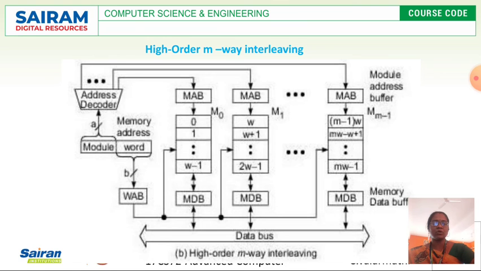It is given to the WAB. WAB is nothing but word address buffer. So from the word address buffer, it gets connected with every module in the main memory. After that, the corresponding word address and main memory module address is located and addressed. The data stored in that memory location is retrieved, and it is given to the MDB, memory data buffer. With the help of the data bus, from the MDB, it gets communicated with other devices in the system. So this is what is happening in the high order M-way interleaving, right?